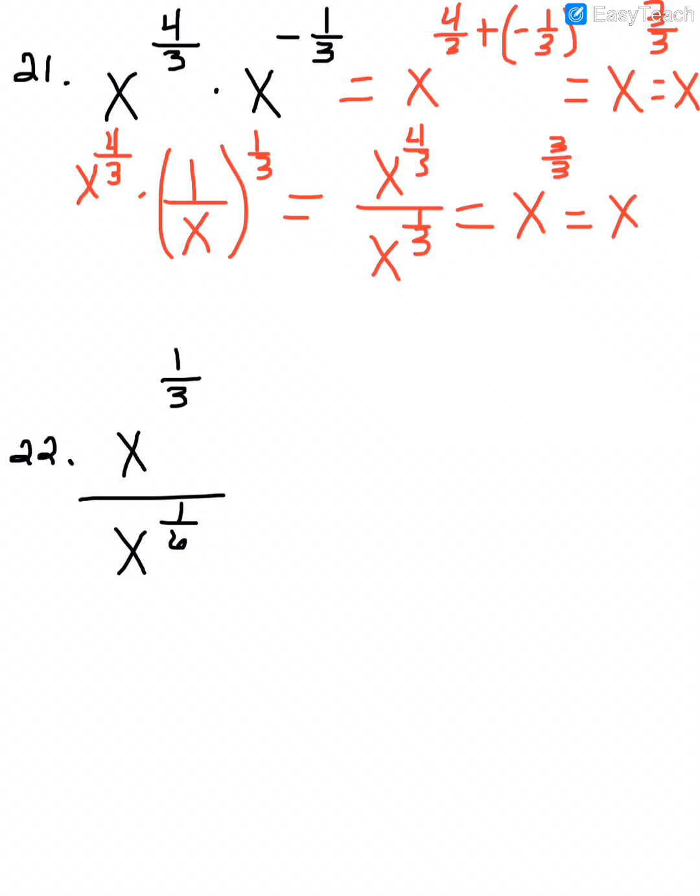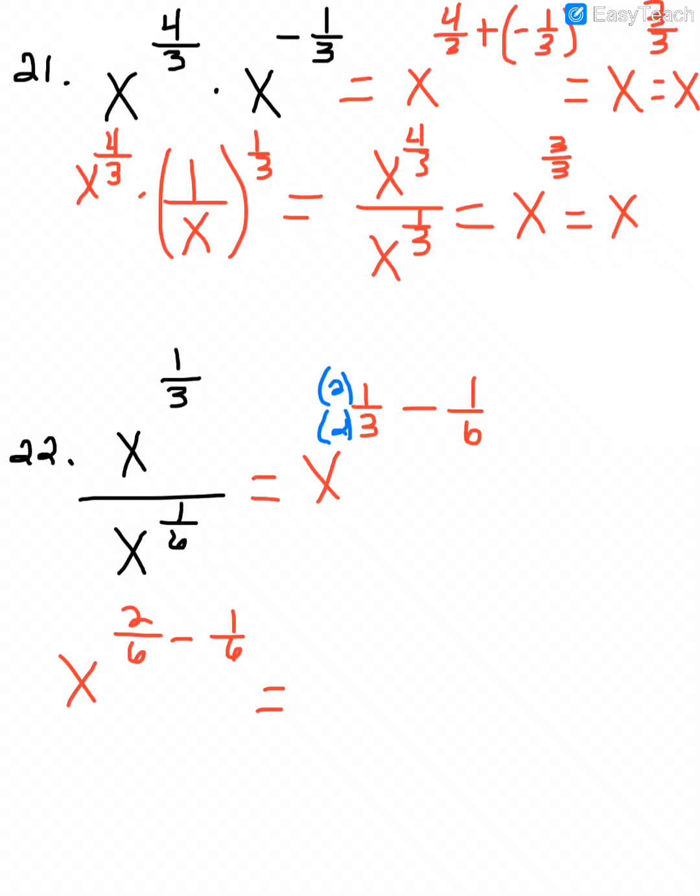For number 22, I'm dividing, so I need to subtract. This is x to the 1/3 minus 1 over 6. Again, I need a common denominator. My least common denominator would be 6, so I need to multiply by 2. So that gives me x to the 2 over 6 minus 1 over 6, which is x to the 1 over 6 power.